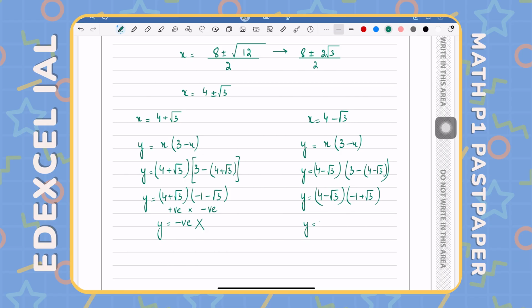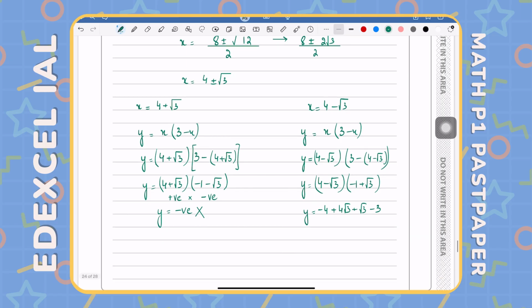So when we simplify this, we get minus 4 plus 4 under root 3 plus under root 3 minus 3. So let's simplify this. Minus 4 minus 3 is minus 7. 4 under root 3 plus under root 3 is equal to 5 under root 3. And there you go, fellas. This is the y value.